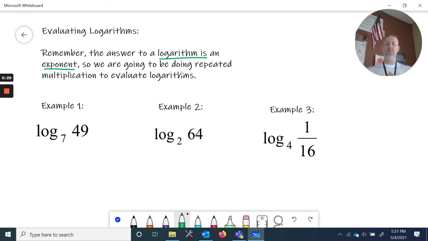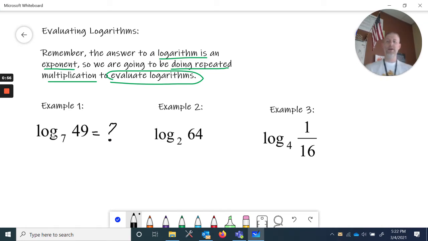Just remember, the really crucial thing is that when we're doing logarithms, we're doing repeated multiplication, okay? And that will help us evaluate logarithms. So let's go through a couple examples, and I will have you try these on your own. If you look at these compared to the last video, you'll see that there's a piece missing, and the piece missing is the answer. We don't know what this value is. So we're going to work on how to calculate that.